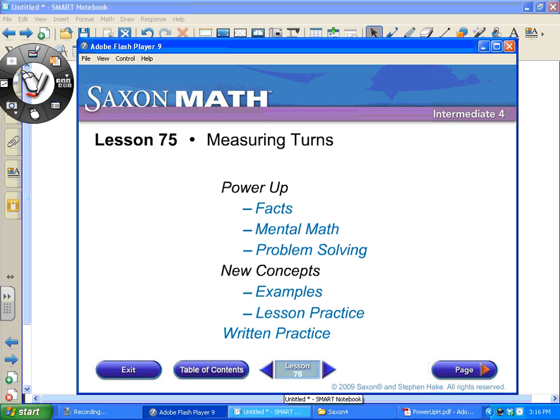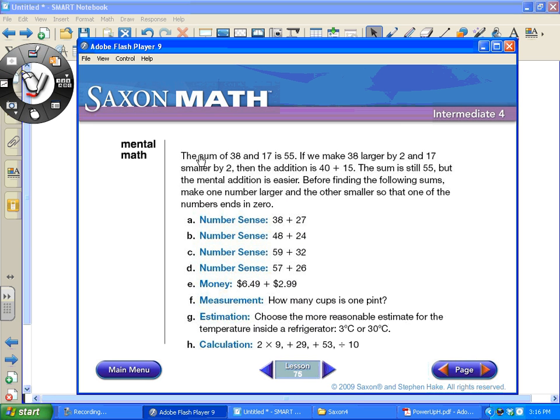Okay, now we're going to do some mental math. Okay, this is teaching you a new little trick today. It says the sum of 38 and 17 is 55. If we make 38 larger by 2 and 17 smaller by 2, then this is the same addition as 40 plus 15, which is really easy, isn't it, to do mentally. The sum is still 55, but mental addition is easier.